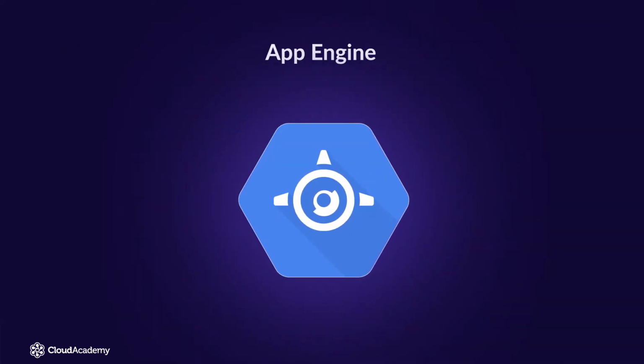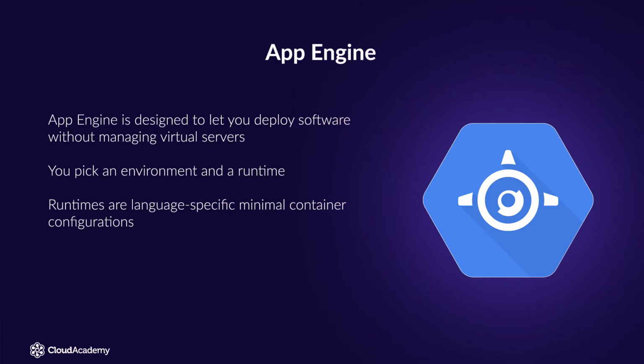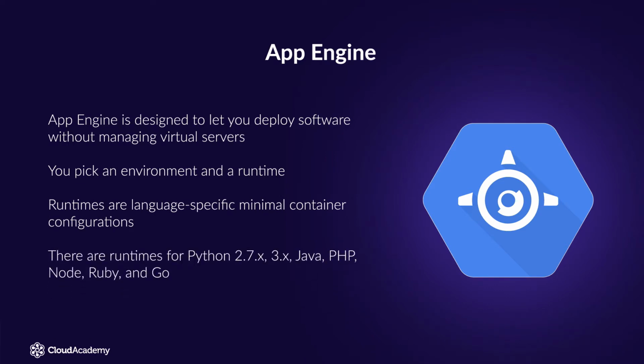App Engine is similar to Amazon's Fargate service. App Engine is designed to let you deploy software without managing individual servers. Instead, you pick an environment and a runtime. Runtimes are language-specific, minimal container configurations. They're runtimes for things like Python 2.7, Python 3, Java, PHP, Node, Ruby, Go. The App Engine environment is the underlying hardware.